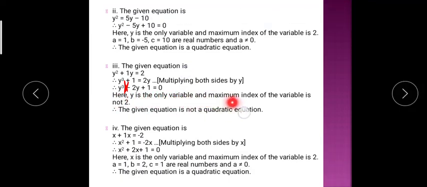So here y is the only variable. See here, y square: y is the only variable, having degree 2. If it is 2, then it is a quadratic equation. If it is not 2, then it is not a quadratic equation. Okay, because in the question it is printed differently and in the answer it is printed differently. So mention this. Okay.